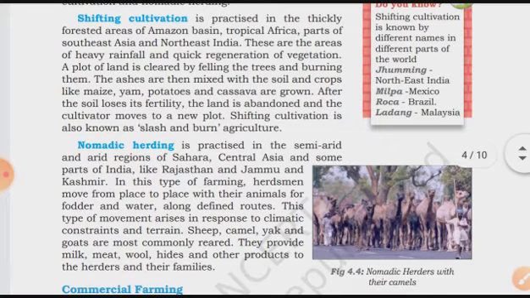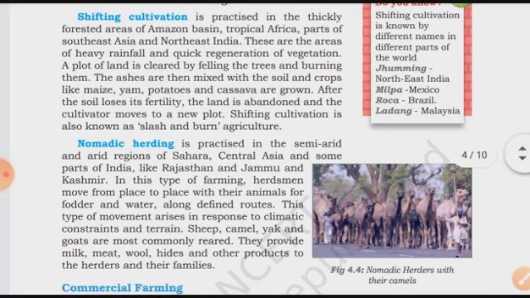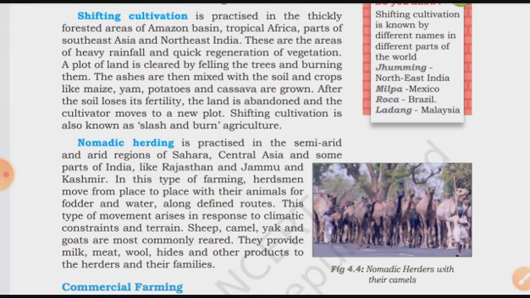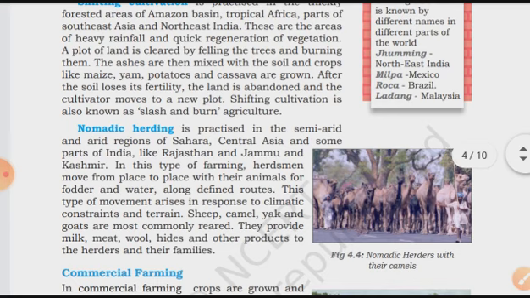In shifting cultivation, what is done? A plot of land is cleared by felling the trees and burning them. A small patch of land is cleared by cutting the trees and burning them. The ashes are then mixed with the soil and crops like maize, yam, potatoes and cassava are grown. The ash is mixed with the soil to increase its fertility, and these crops are grown on this particular land.